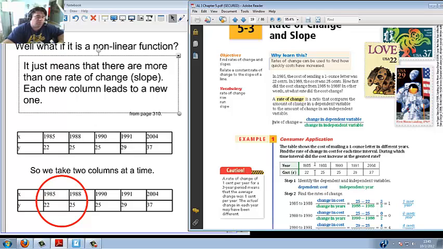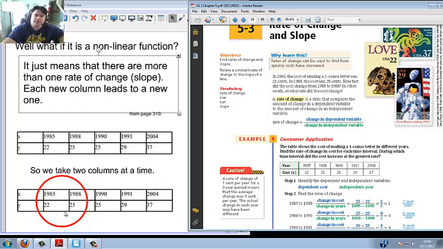So in other words, we have these 5 different times. In 85 it cost 22 cents. In 88 it went up to 25 cents. In 90 it was still at 25 cents. In 1991 it went to 29 cents. 2004 it was 37 cents. So to measure the rise in cost over the years, we would just take the cost increase divided by how many years went by.